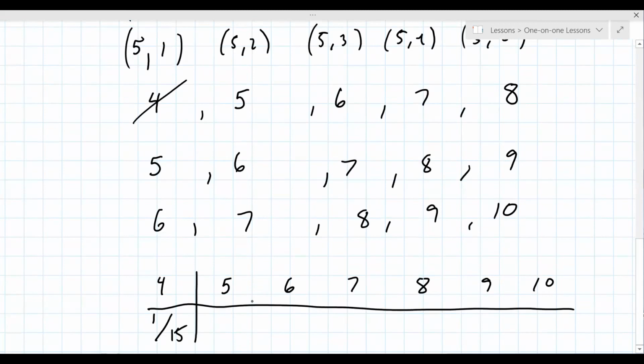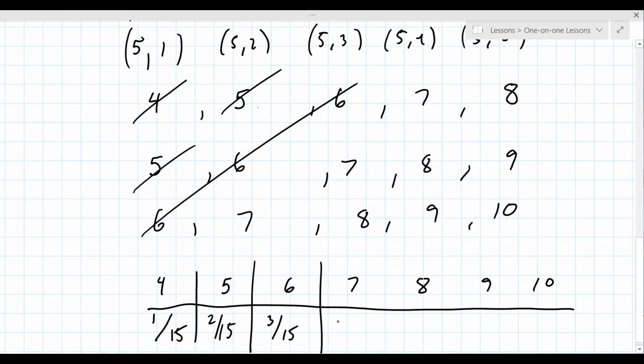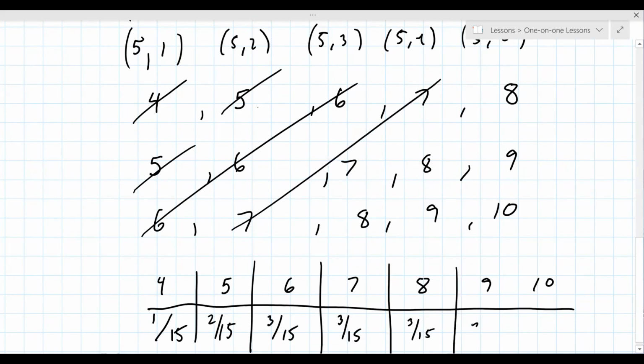Okay. Now we're going to count the number of 5s. How many 5s are there? 2 out of 15. Okay, how many 6s are there? 3 out of 15. And then 7, there's 4 out of 15 for 7? Sorry, I was looking at it wrong. There's 3 out of 15 for 7. There's 3 out of 15 for 8. There's 2 out of 15 for 9, and there's 1 out of 15 for 10.